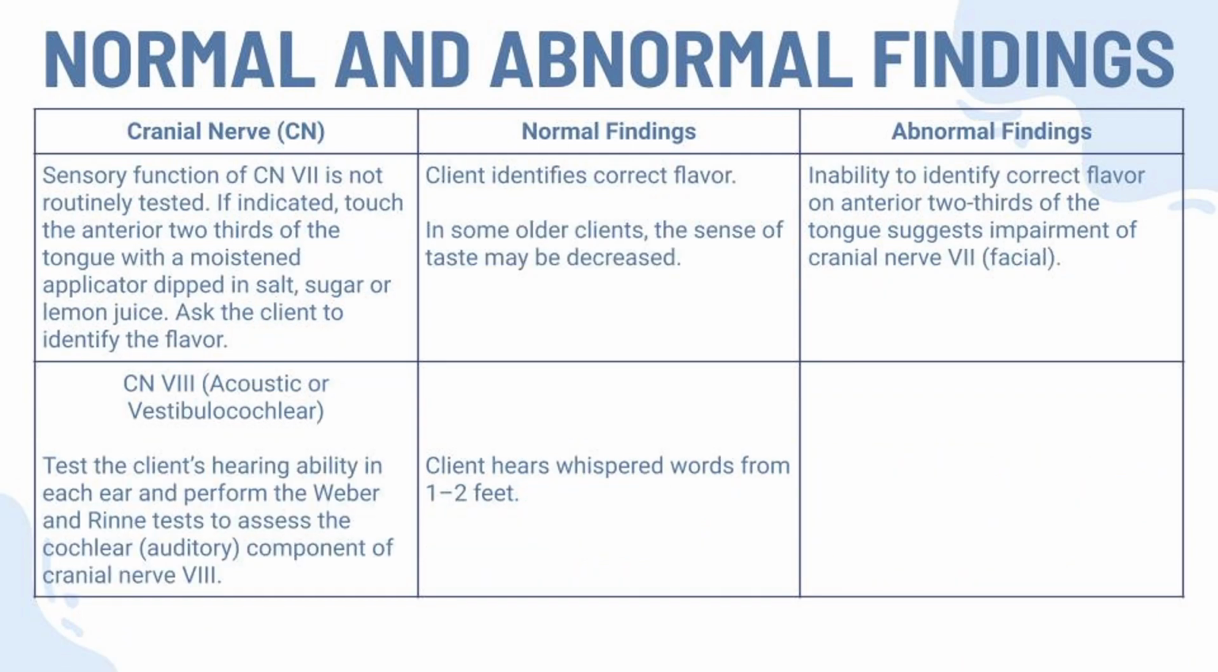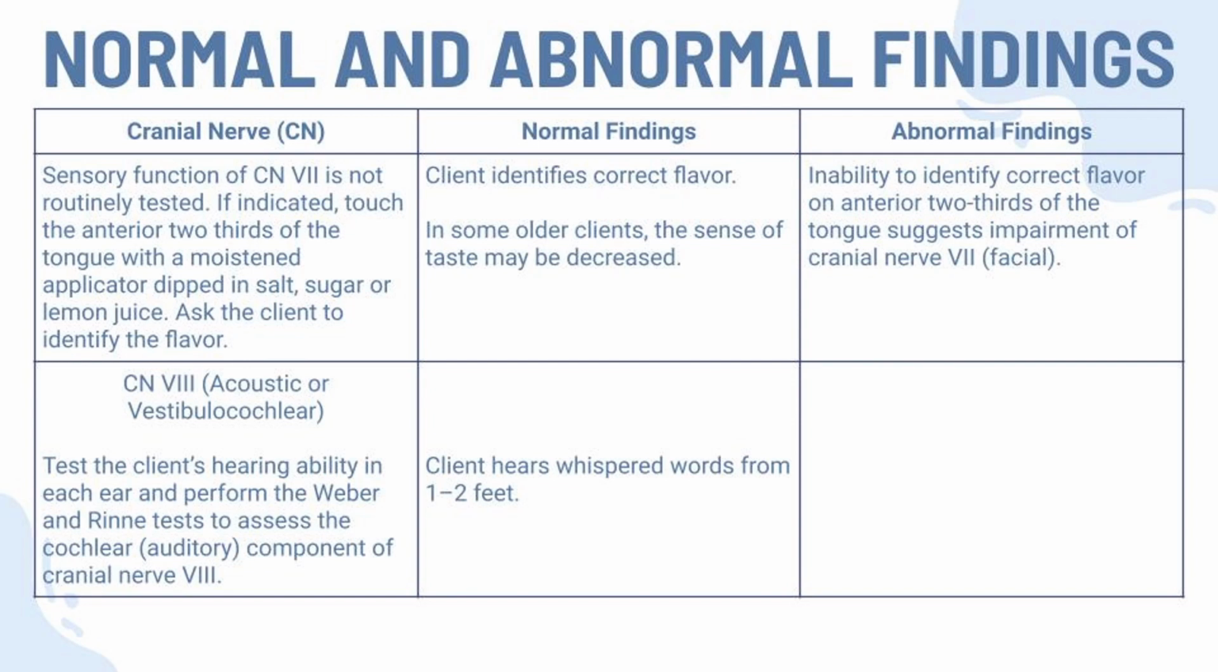The sensory function of cranial nerve number 7 is not routinely tested, but if indicated, touch the anterior 2/3 of the tongue with a moistened applicator dipped in salt, sugar, or lemon juice, and ask the client to identify the flavor. The normal finding is that the client identifies the correct flavor, and you should also take note that in some older clients the sense of taste may be decreased. For abnormal findings, inability to identify correct flavor on anterior 2/3 of the tongue suggests impairment of the cranial nerve number 7 or the facial nerve.